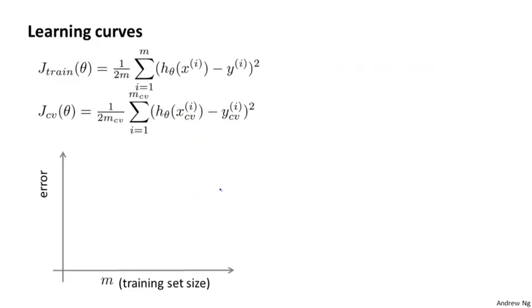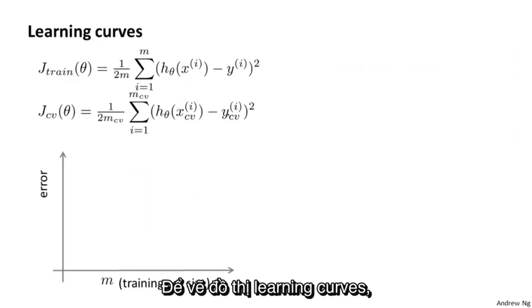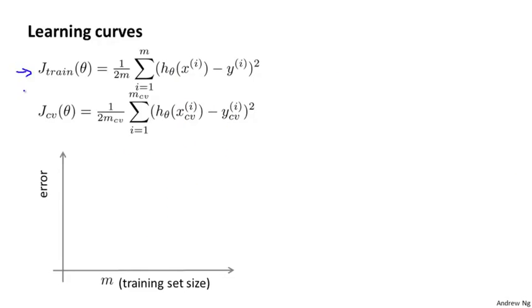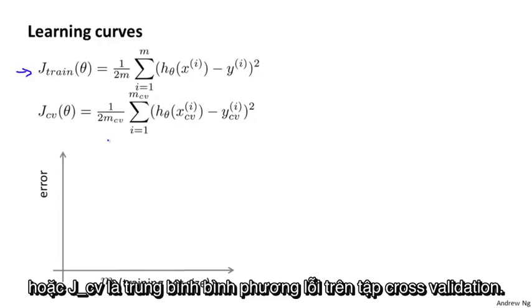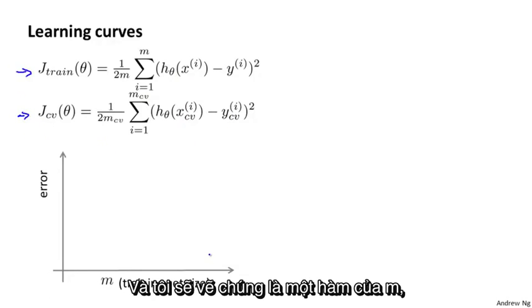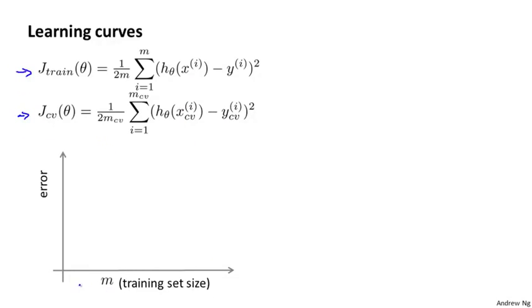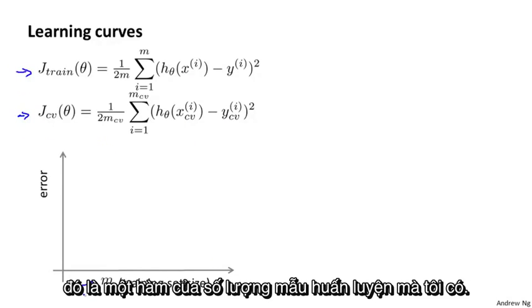Here's what a learning curve is. To plot a learning curve, what I usually do is plot J-train, which is the, say, average squared error on my training set, and JCV, which is the average squared error on my cross-validation set, and I'm going to plot that as a function of m, that is, as a function of the number of training examples I have.